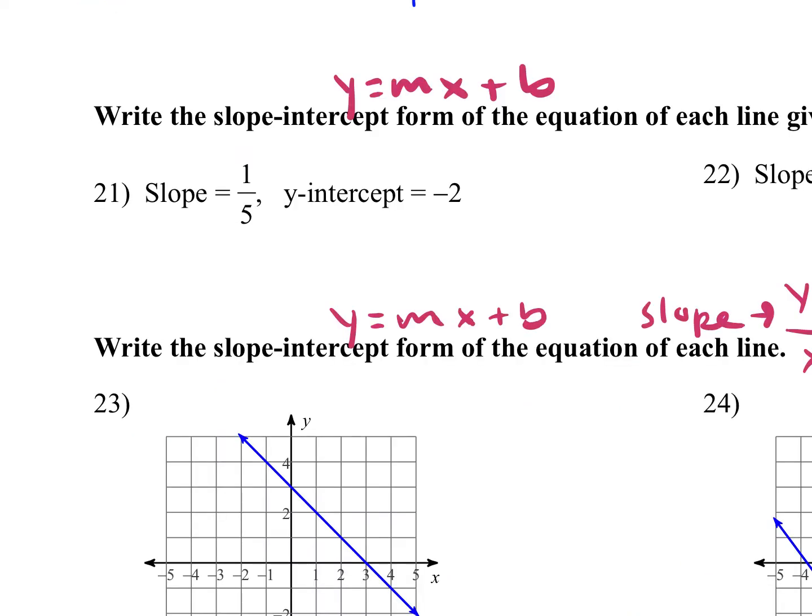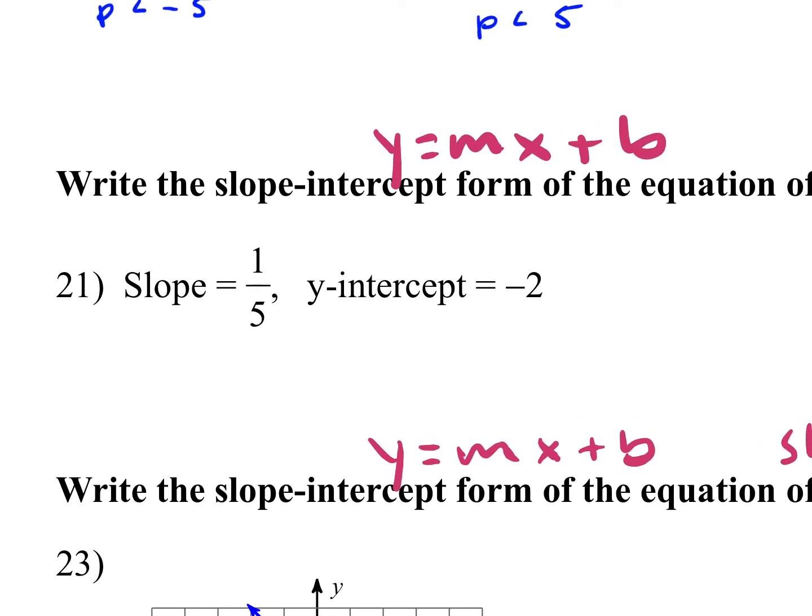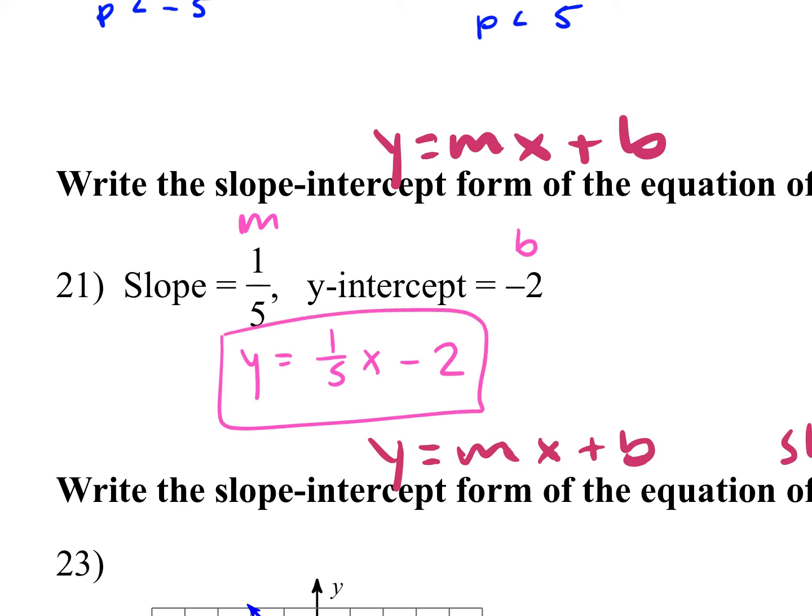So our slope-intercept form is y equals mx plus b. So our slope is our m, our y-intercept is our b. So we have y equals 1/5 x minus 2, and that's it.